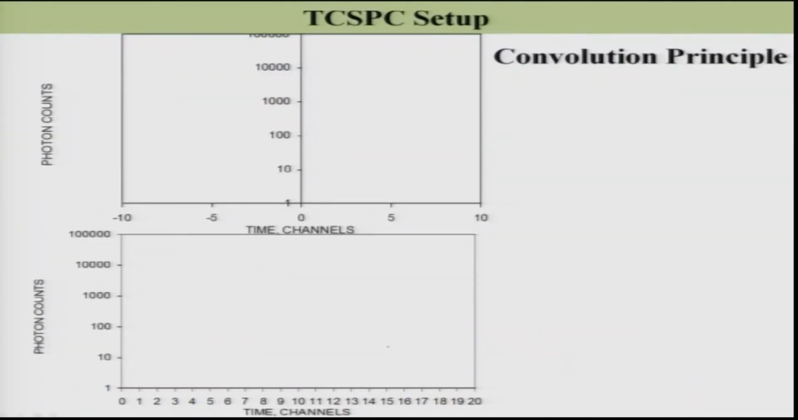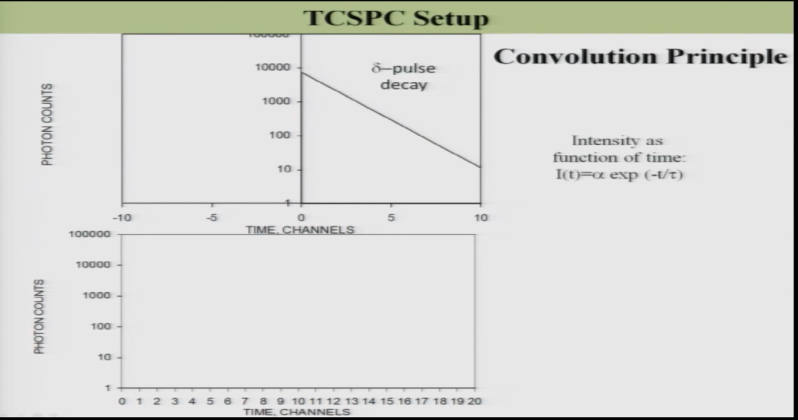Okay, whatever I said, let me also show you in this animation. So for the delta pulse excitation, immediately at time t equal to 0, I got maximum intensity, and this is simply decaying this way, right. So the intensity as a function of time can be written as I(t) equal to alpha, that initial intensity, times exponential minus t by tau.